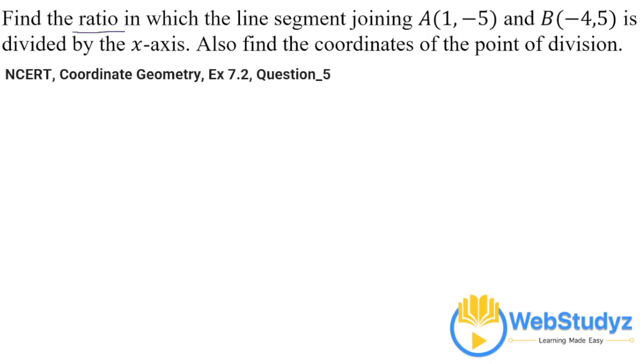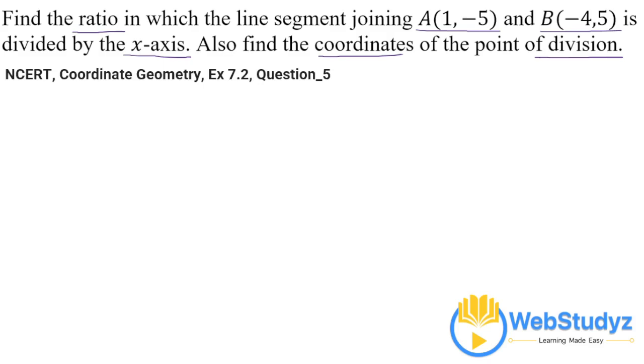Find the ratio in which the line segment joining A(1, -5) and B(-4, 5) is divided by the x-axis. Also find the coordinates of the point of division. So in this question, we have to find out the ratio in which the line segment joining point A and B is divided by the x-axis, and we also have to find the coordinates of the point of division.